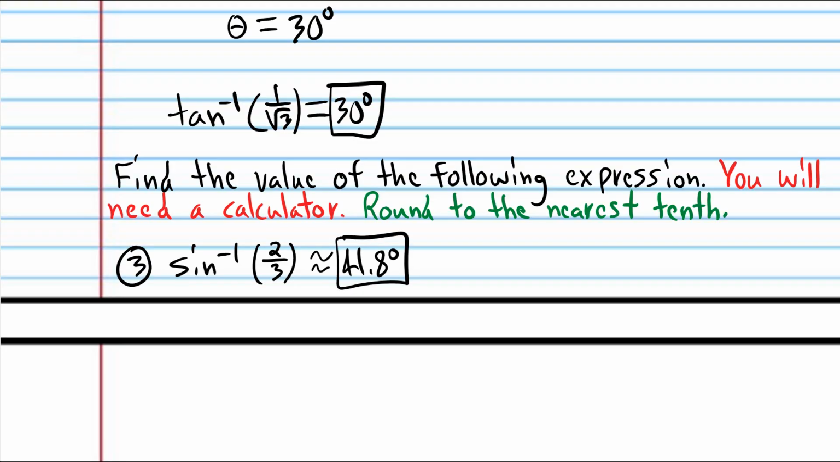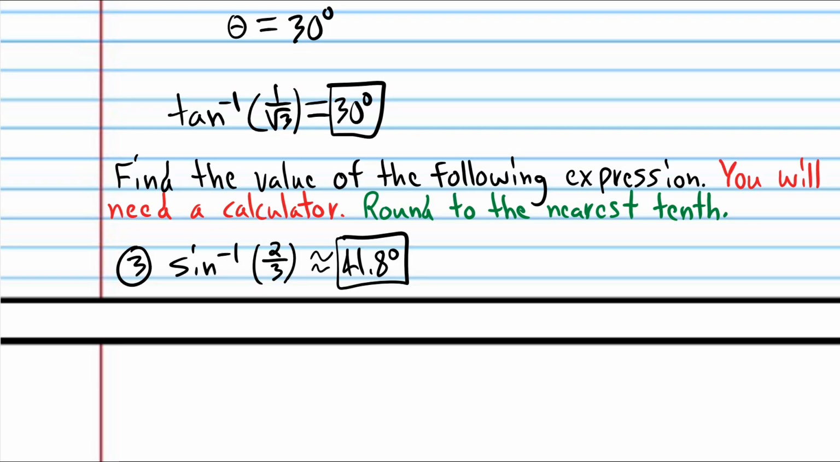Now if you're using an iPhone, you want to make sure you're in degrees. Open your iPhone calculator app, rotate to landscape mode, and at the bottom left it should say rad. If it says rad, that means you're in degree mode. If you push the rad and it says DEG, that means you're not in degree mode because a rad symbol appears at the upper left.